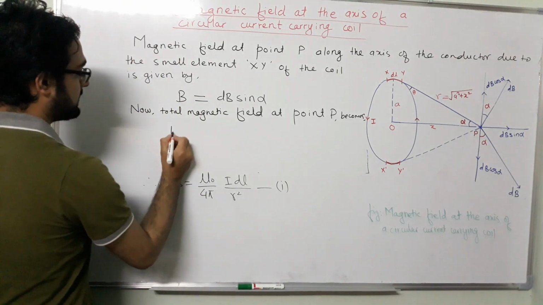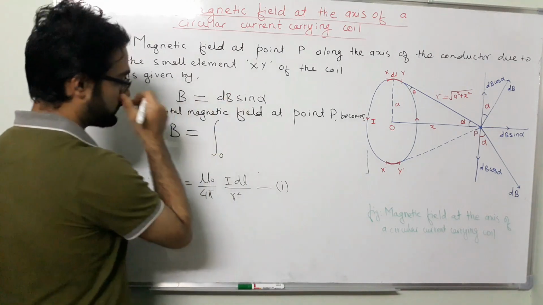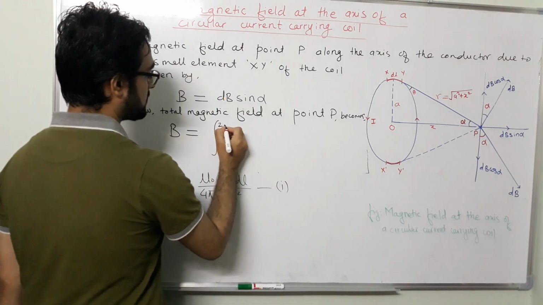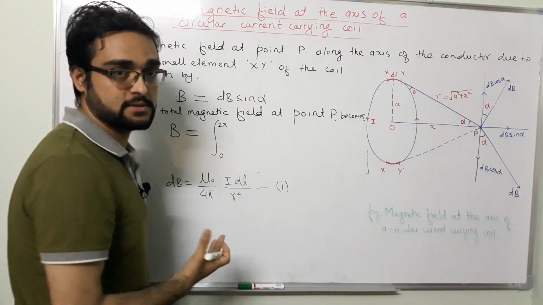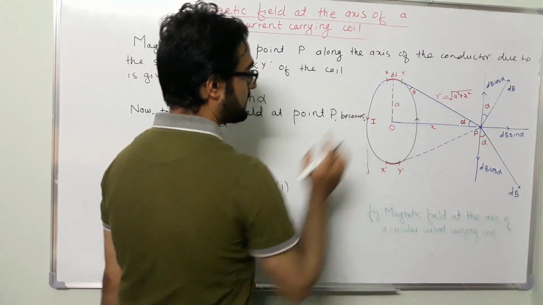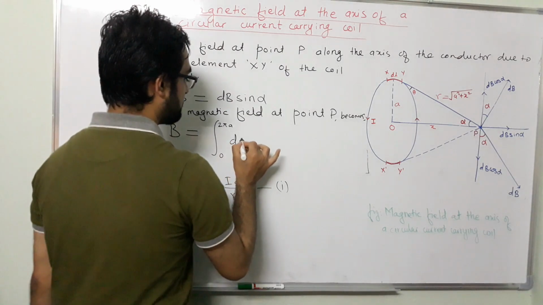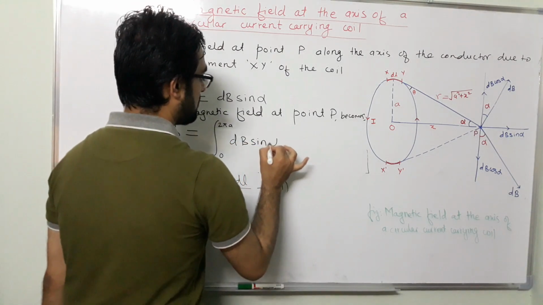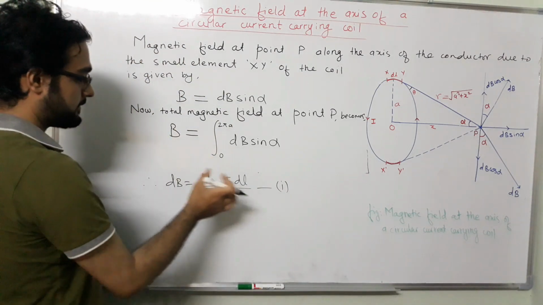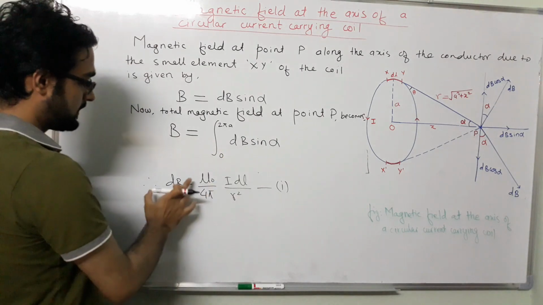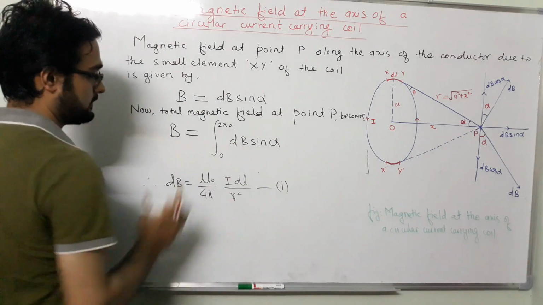This total magnetic field is given by the integration of this equation from 0 to the circumference of the coil, that is, 2 pi times the radius of the circle, and a is the radius of this circle. That's why 0 to 2 pi a of dB sin alpha. Now we can use equation number 1. Here we can replace dB, and dB is equal to mu naught by 4 pi I dl divided by r square. We can put this value in this equation.